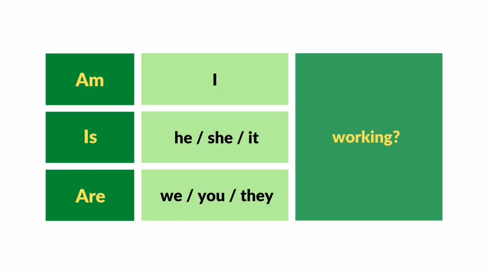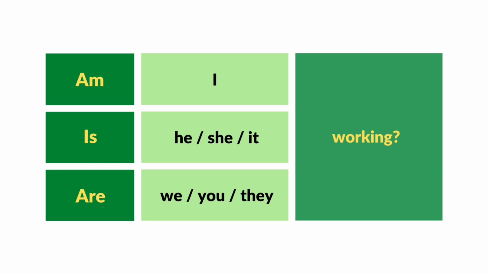As you can see here, am I working? Is he, is she, is it working? Are we, are you, are they working? Verb to be, subject, verb plus ing.